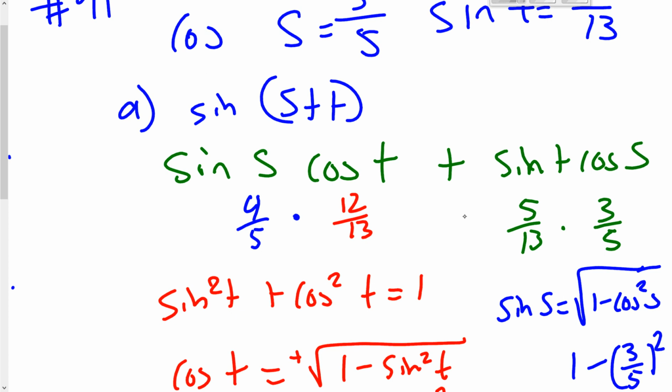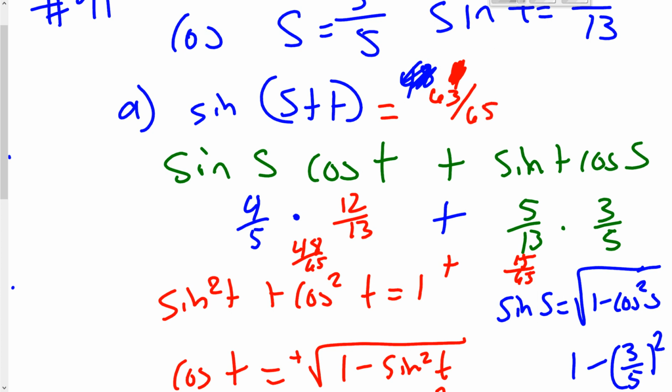Now we can multiply these ones and then add them together. What did I say 5 times 13 was? 65. Right, so this is 48. Maybe I should use a different color. 48, I can write down here, 48 over 65. And this is going to be 15 over 65. We can add those, and we get 63 over 65. So that is sine of s plus t.